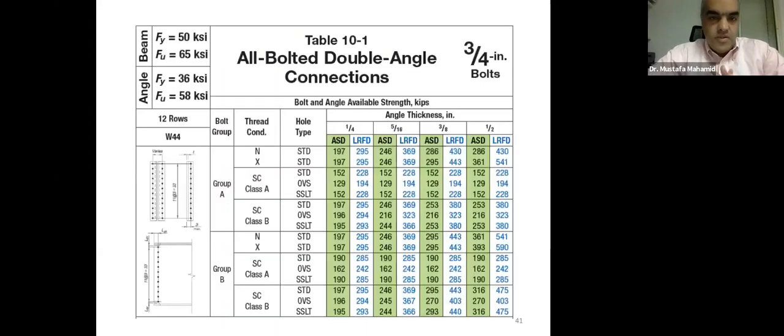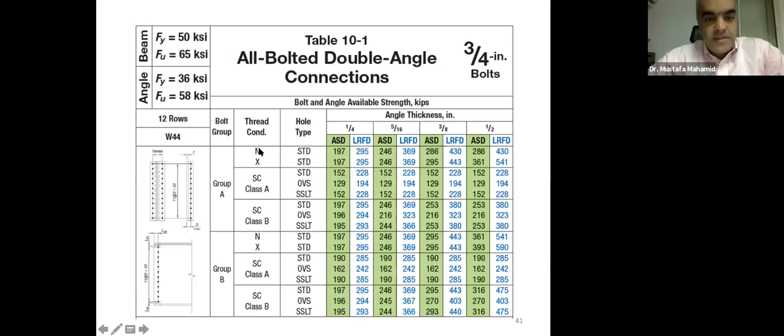So the table for the all bolted double angle connection is given in table 10-1. So we have here the number of rows of bolts. So we have 12 bolts. We have also guidance on what beam size this may be applicable. So that's a W44. The angle is based on A36 steel. The beam is based on 50 ksi steel.